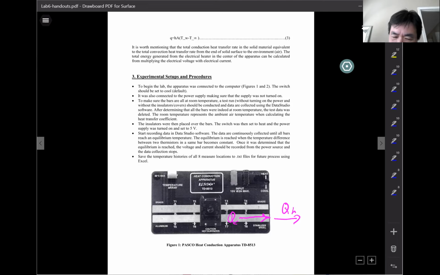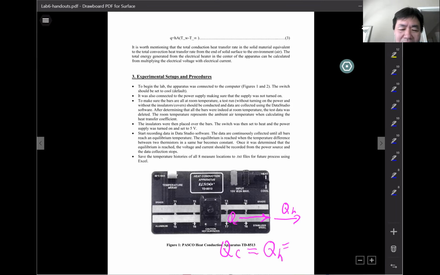So what's the relation between the conduction and the convection? Do you by chance still remember? You should, right? We did the previous cross-flow heat exchanger experiment. Actually, they should be equal. Q conduction should equal Q convection. Now look at the handout. Equation 3 is the convection equation. So convection equals conduction, which you can already measure.